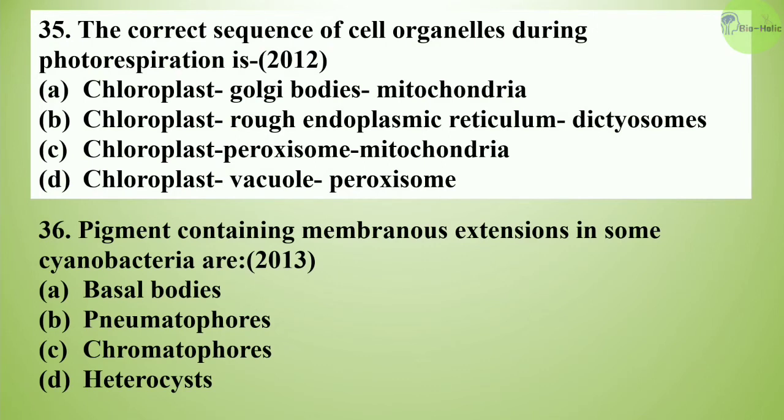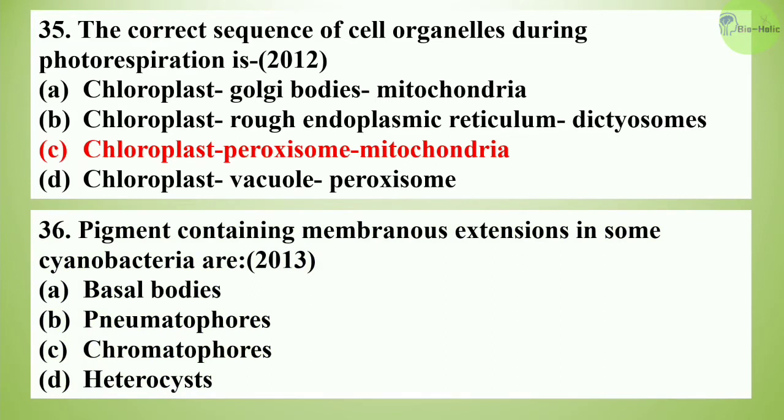Next is the correct sequence of cell organelles. The correct sequence of cell organelles during photorespiration is chloroplast, Golgi body, mitochondria, or chloroplast, rough endoplasmic reticulum or dictyosome, or chloroplast then peroxisome then mitochondria, or chloroplast then vacuole and then peroxisome. We know in the process of photorespiration, chloroplast, peroxisome and mitochondria, all of these three are involved, so the option C will be the answer. Chloroplast, then the peroxisome, and then the mitochondria.